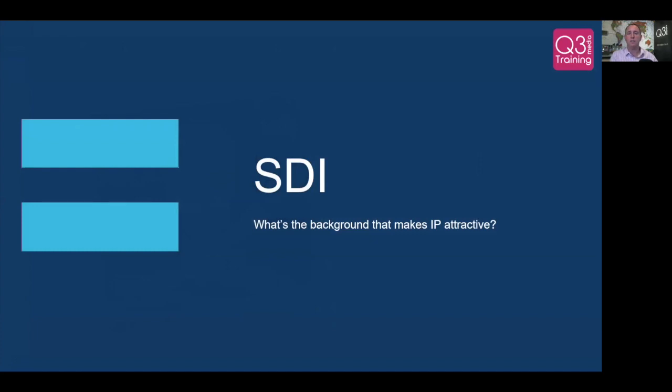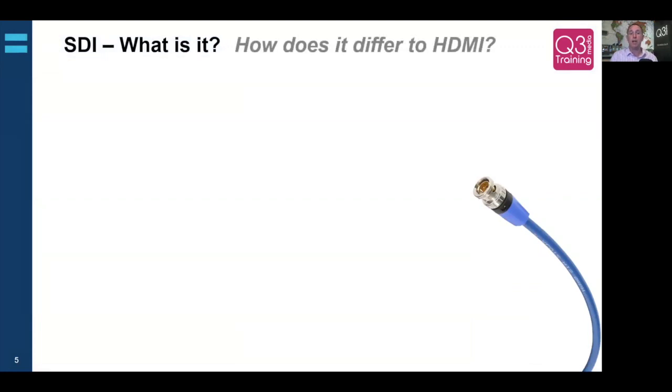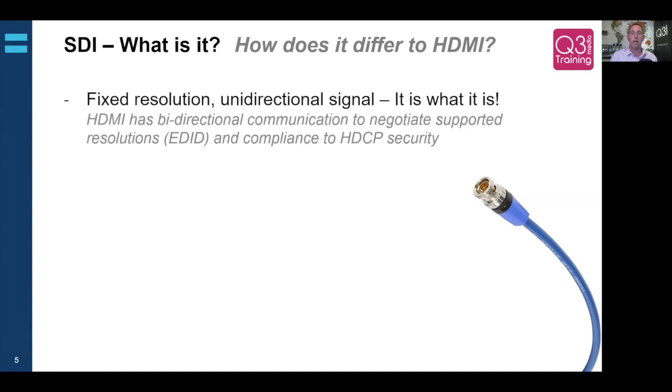Firstly, though, I wanted to focus on SDI. It's often just used as a quick three-letter word, but not a lot of people necessarily know the detail, so it's important to clarify what actually is SDI. To do that, I'm also going to highlight how it differs from HDMI, which a lot of people are now much more familiar with because we all use it at home and with our PCs. Importantly, SDI is a fixed resolution unidirectional signal. It is just what it is. The signal's traveling down that wire.